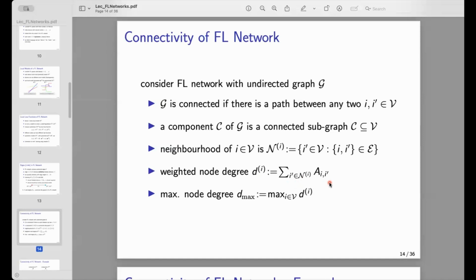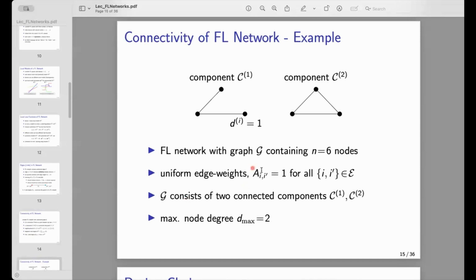And we will then also use a global characterization of the entire network, which is the maximum node degree. If we take the maximum over all weighted node degrees, we get the maximum node degree. The maximum node degree is a global property of the entire federated learning network, whereas the weighted node degree is a local property. It tells us how the federated learning network looks around a given node i, which might be useful in certain cases. We would not like to have a global view, but we only want to know how the network looks locally around a node i.